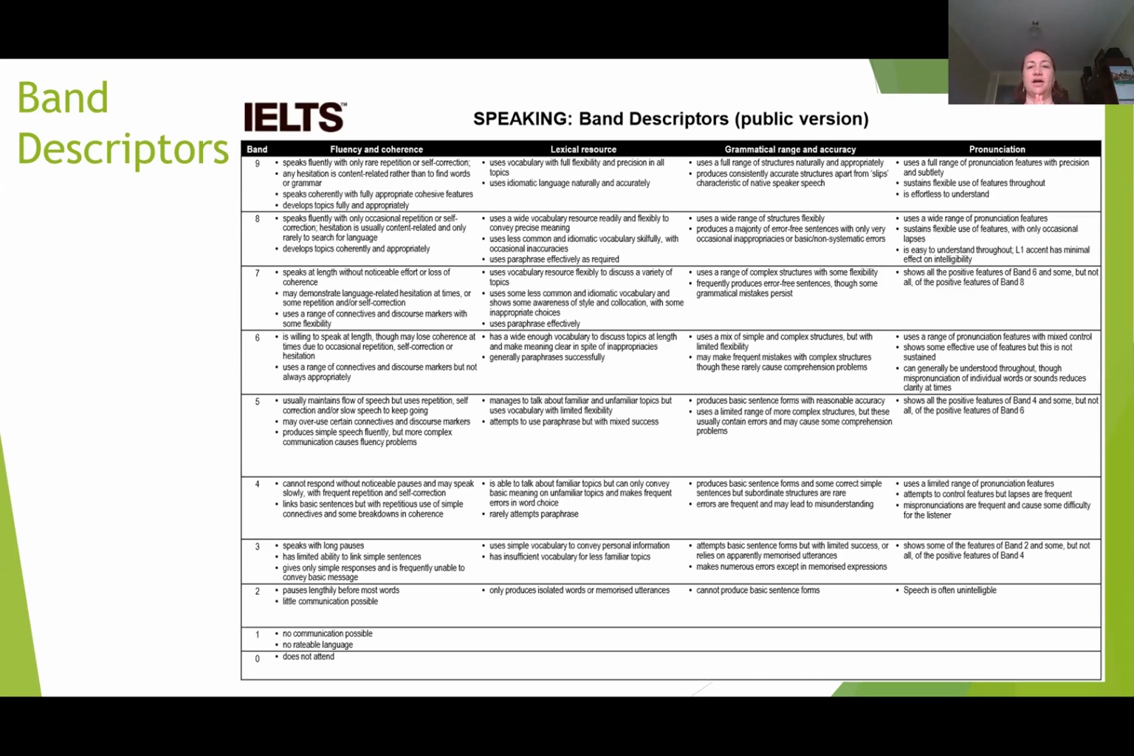The next document that I would like to show you is what we call the band descriptors. It says it's a public version here. This is available on the internet, but I will see if I can send it through to you so that you can either get it on WeChat so you can have a look. It's the same as when you were doing an assessment event for GAC. We actually provide you with examples of how to get the highest mark. And it's exactly the same here with IELTS.